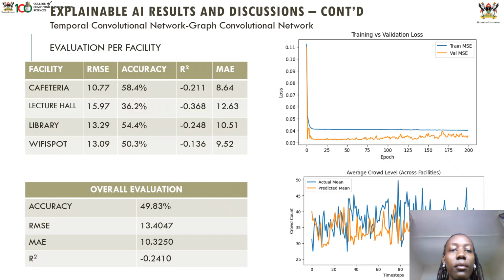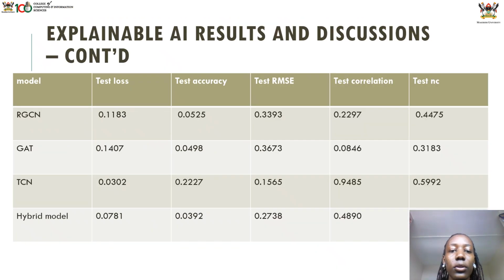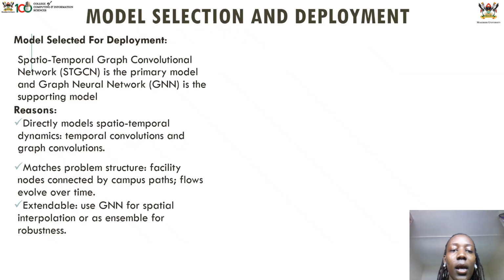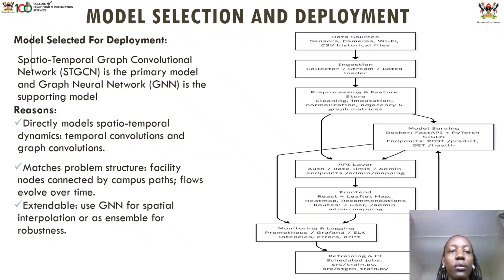Then we also have the other model we use. These are the results for it. We use the regression matrices, and you can see that according to these other models, their performance, the first model performed better, and that's why we decided to choose it for deployment. We chose the spatial temporal graph convolution network as our primary model and the graph neural network for the support model, and we assembled them to give us the results.